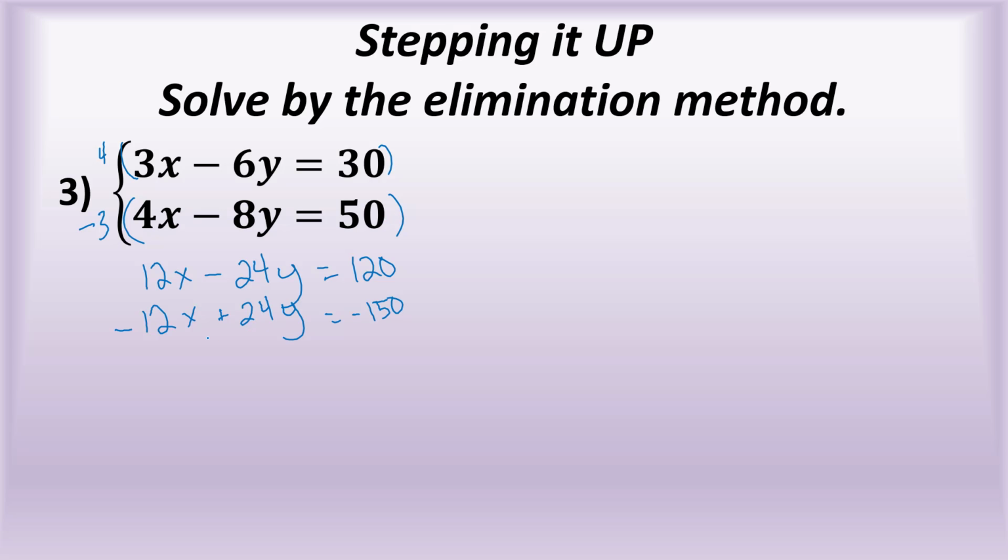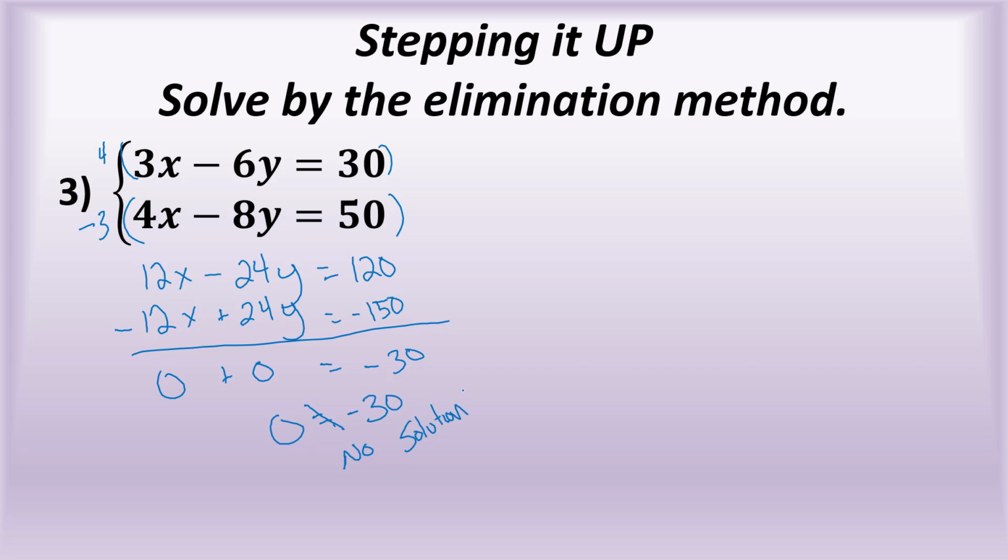Let's keep working. Negative 12 and positive 12 gives me a 0. Negative 24 and positive 24 gives me a 0. Equals 120 and negative 150 gives me a negative 30. 0 equals negative 30. Now, unless you're in some really abstract math that I've never heard of, 0 does not equal negative 30. So at this point, we would say no, it doesn't. And your answer to the problem would be no solution.